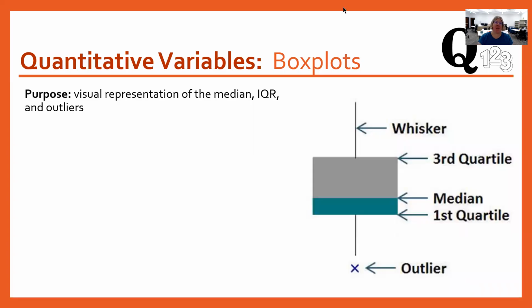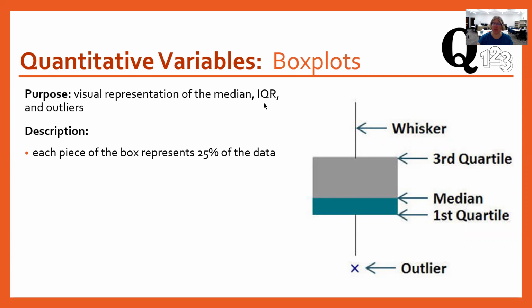Now that we know what the quartiles and IQR are, and we've learned how to find a 5-number summary, we're going to put those pieces together to create something called a box plot. This is a different kind of graph, and it's a visual representation of the median, the IQR, and the outliers.